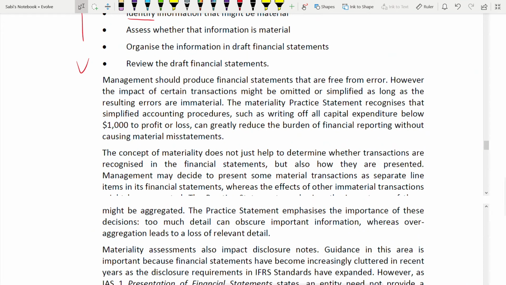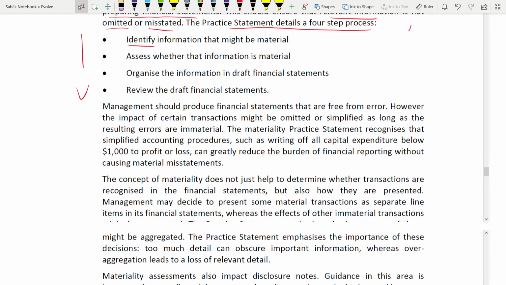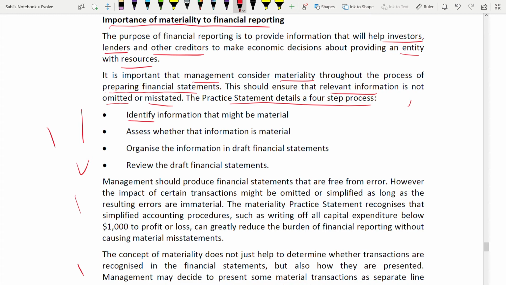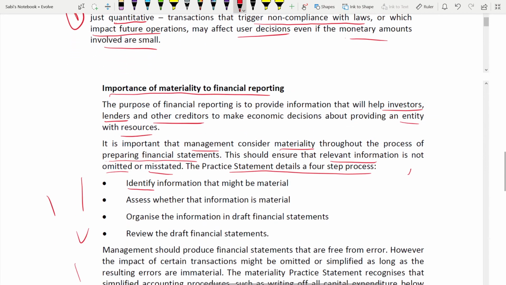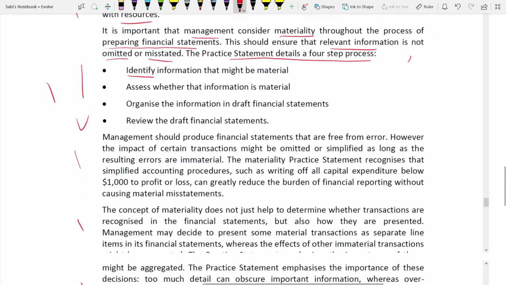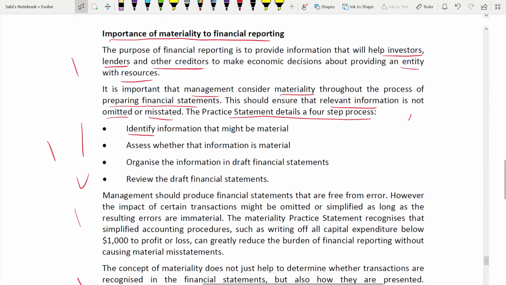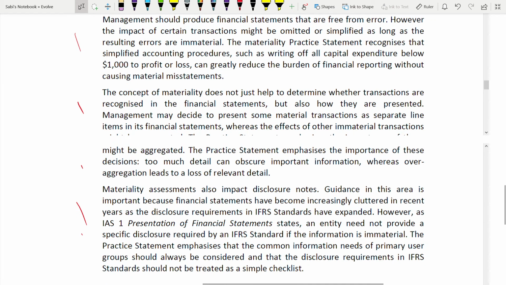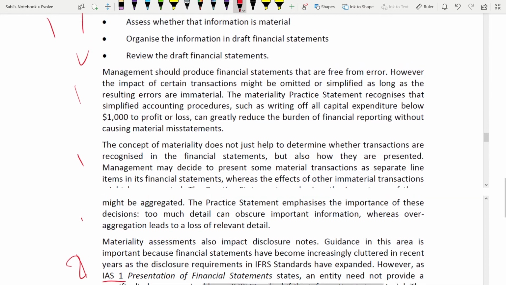Now, each point you can give in different paragraphs. That's how you're going to get 1 mark each. For example, this will give you 1 mark each. So management should produce. But definitely for all 4 steps, you are going to get 1 mark only, not 4 marks each. So out of 7, maybe 1 for this, 1 for this. So 2, 3, 4, 5, 6. Or maybe for the last one you're going to get 2 because you're talking about a specific standard. So that's how you're going to get the 10 marks.